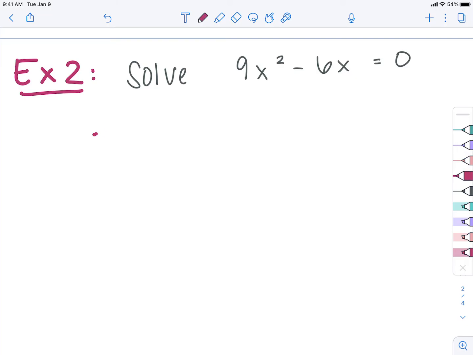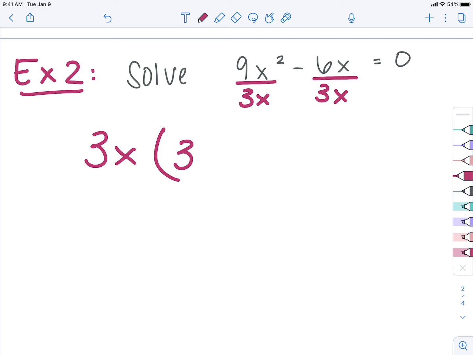3 and an x, right? So I can take out a 3 and I can take out an x, which means I'm going to go back in and divide both of these things by 3x to see what's left over. When I do 9 divided by 3, I get 3, right? X squared, take away an x, gives me x. Bring down my minus sign. 6 divided by 3, 2.